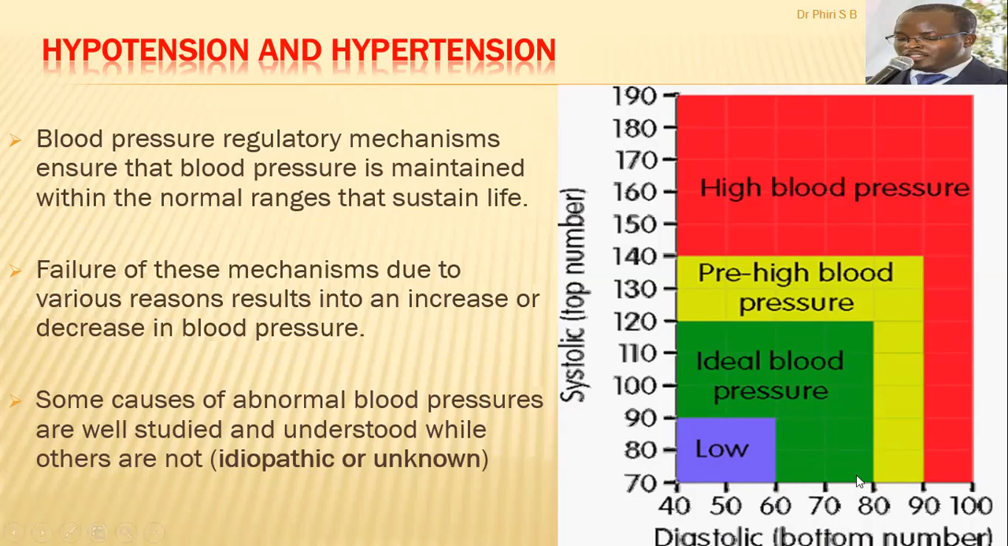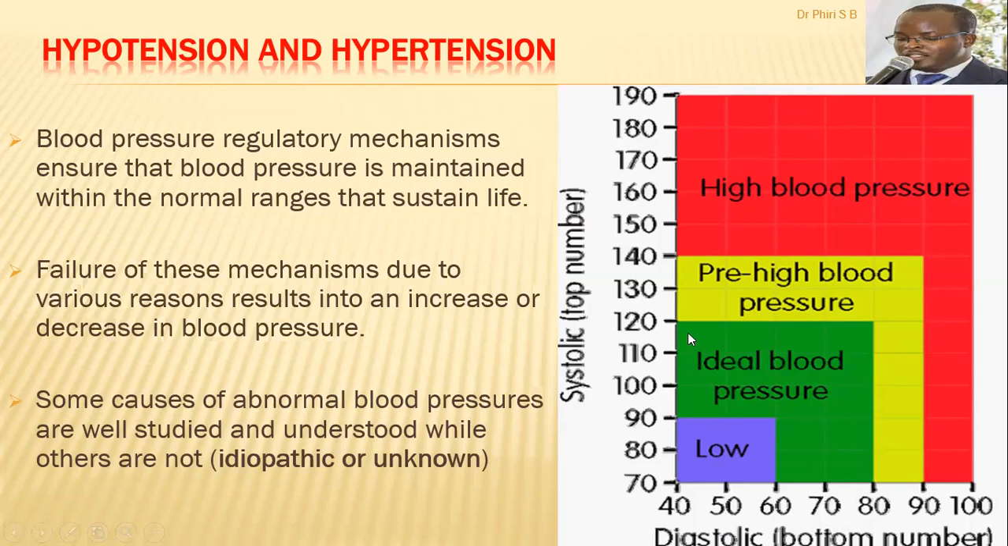Diastolic blood pressure, 60 to 80. Then the systolic blood pressure should be maintained between 100 and 120. So if the systolic blood pressure is less than 90, then it's low, hypotension. Then if the diastolic blood pressure is less than 60, it's low. So this is hypotension, low blood pressure. This is the ideal or normal blood pressure.